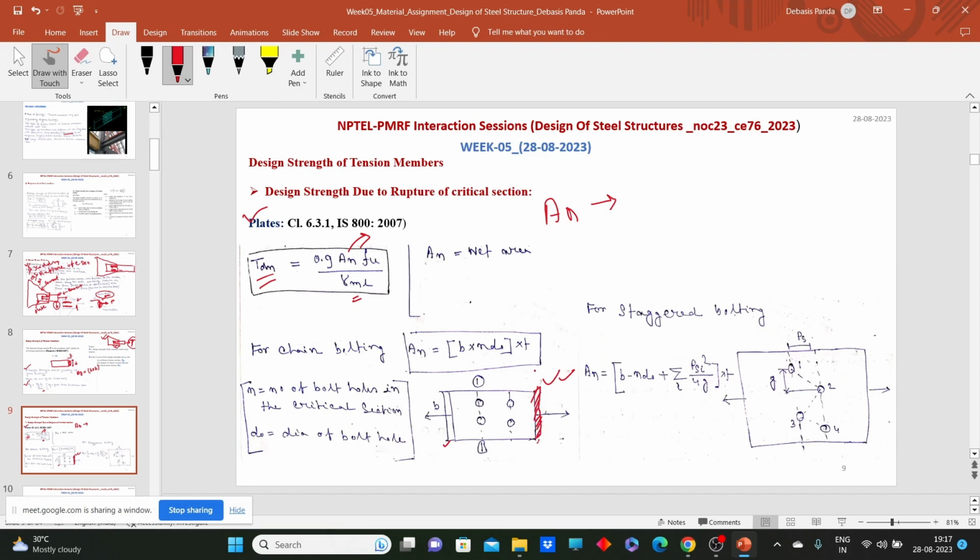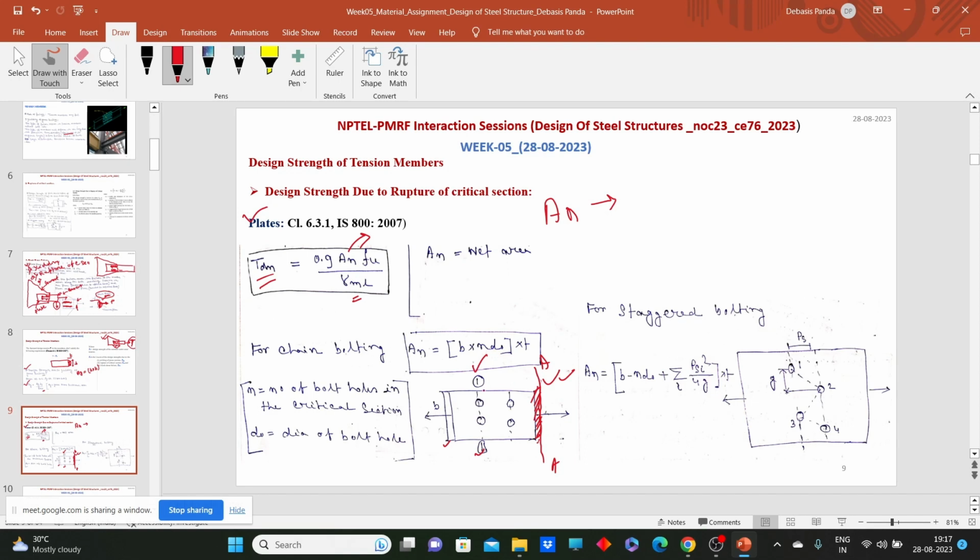So if we see the cross section over here, say AA, this is the gross cross section because we did not make any hole here. But if we look at the cross section 1-1, what is happening here? We made two holes over here. So obviously the cross section over 1-1 will be less than the cross section over A-A.